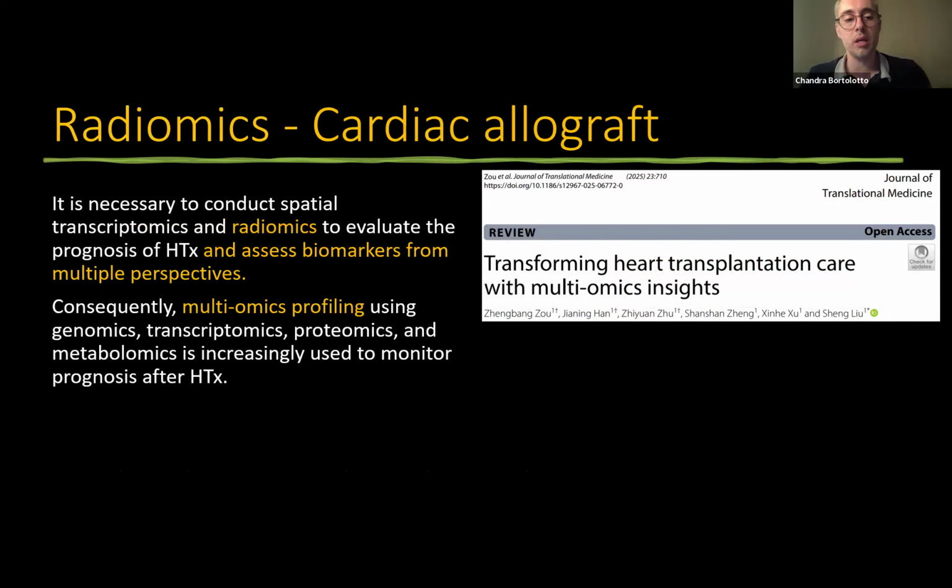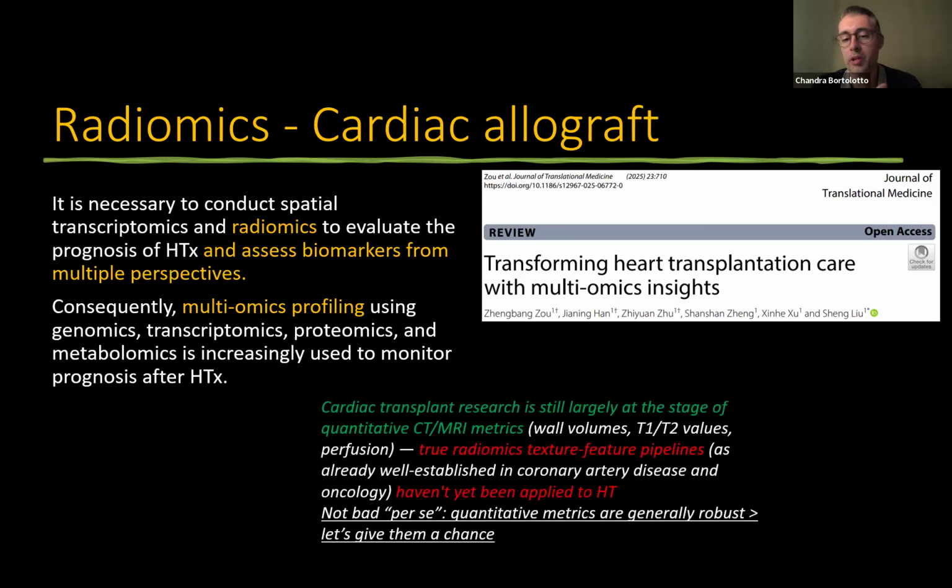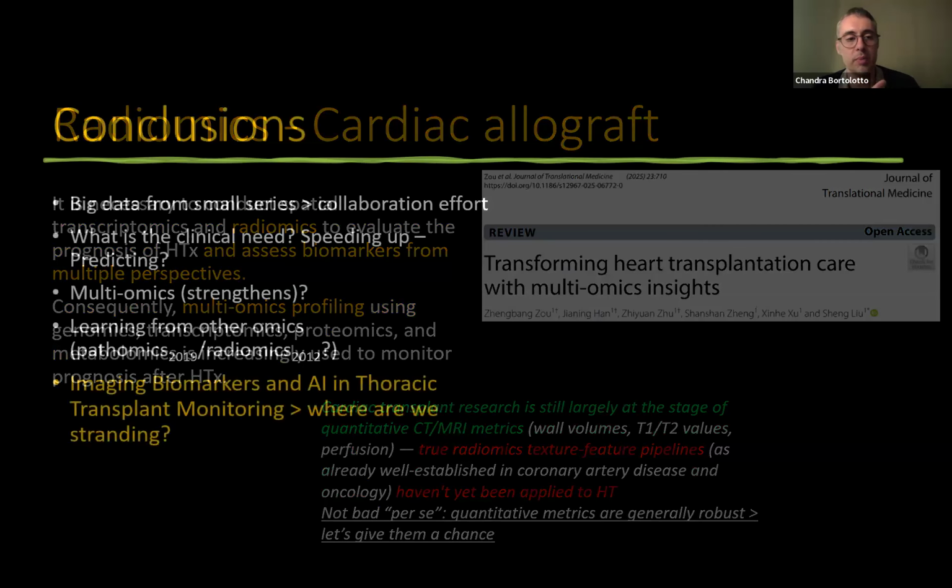Actually, we did this very interesting review, pointing out that radiomics should be assessed as a biomarker, but in a multi-omic profiling fashion. So we need to try to build multi-omic profiling. Also, because cardiac transplant research is still largely at the stage of CT, MRI conventional metrics, the true radiomics texture feature pipeline is not fully applied to heart transplant.